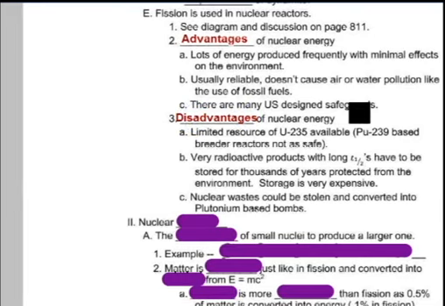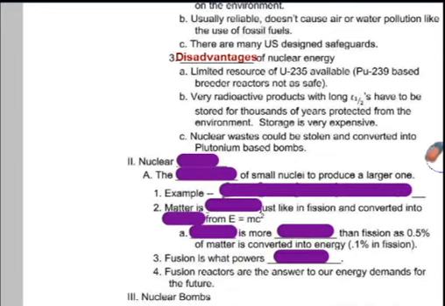Then there are some disadvantages also. There's a limited amount of fuel, and the plutonium-239 breeder reactors are not as safe as U-235. The products of the fission reaction have long half-lives, and they're very radioactive. And so they have to be stored, so we produce a lot of it, and they have long half-lives, so we have to store them for a very long time. And storage for something like that is very expensive. And nuclear waste could be stolen and converted into plutonium-based bombs, which also is a bad thing. So the waste places are heavily guarded.